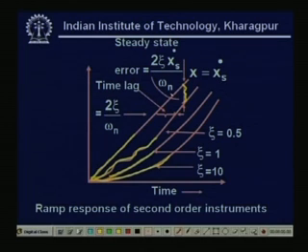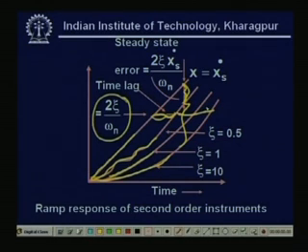We have shown the steady state error for an underdamped system, which is 2 xi xs dot upon omega n. This is the steady state error of the system, right, and the time lag of the system, that also we have shown for the underdamped systems, 2 xi by omega n. This is our time lag for the system. So, in the case of overdamped system, this will be our error and our time lag will be this much, right.